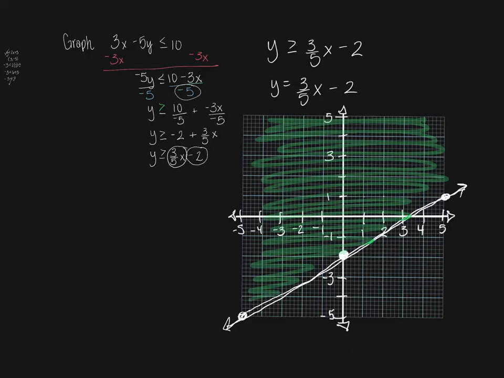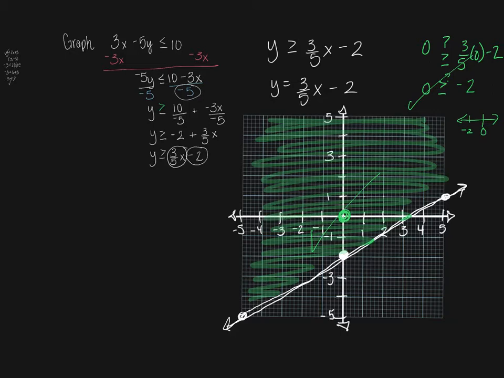Then we're going to find one point here, and we're going to check. Let's take 0 and 0. That point's easy. It's squarely in the shaded. Is it true that 0 is greater than or equal to 3/5 times 0 minus 2? Well, that just becomes 0 is greater than or equal to -2. Is it true that 0 is greater than -2? Yes, it is. So I know that my shaded direction is correct.